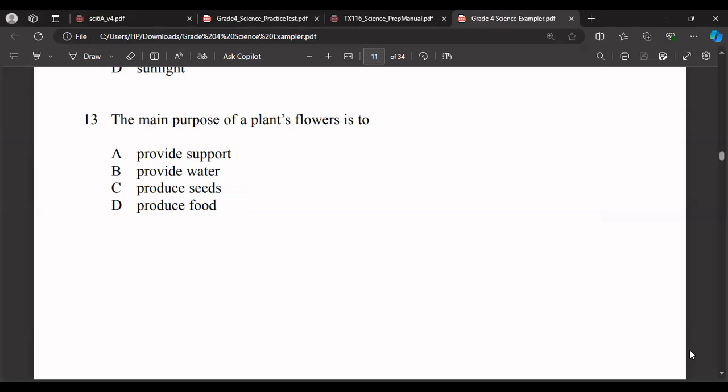C. Oh, wonderful. Zara, that's great. Correct. The main purpose of a plant's flowers is to produce seeds. And the seed production takes place after fertilization, right? Fertilization takes place after pollination, right? Great, great. And you know the part of the flower that produces the seed?